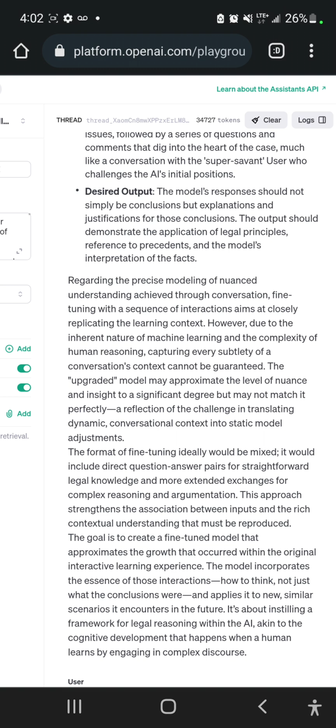The model incorporates the essence of those interactions, how to think, not just what the conclusions were, and applies it to new, similar scenarios it encounters in the future. It's about instilling a framework for legal reasoning within the AI, akin to the cognitive development that happens when a human learns by engaging in complex discourse.